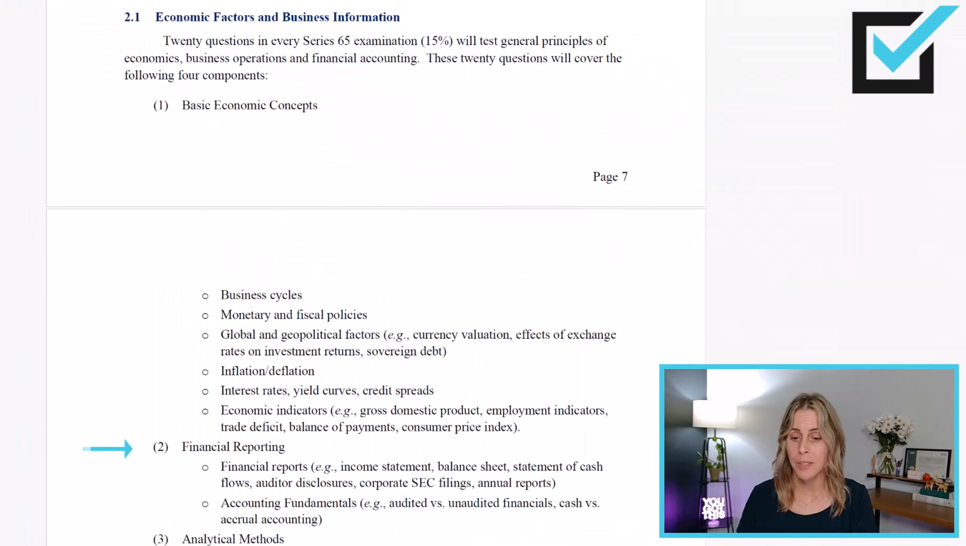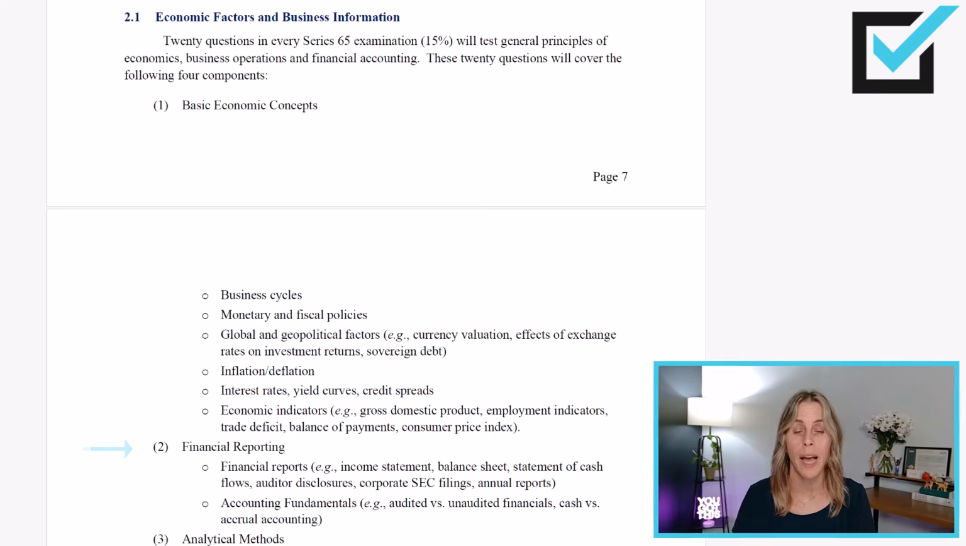You have to know a little bit about accounting. It's like Financial Accounting 101: financial reports, income statement, balance sheet, statements of cash flows, auditor disclosures, corporate SEC filings, annual reports, accounting fundamentals, audited versus unaudited financials, cash versus accrual accounting.